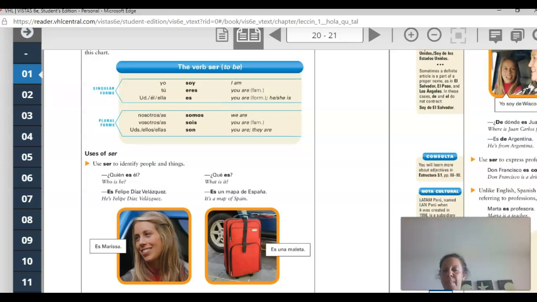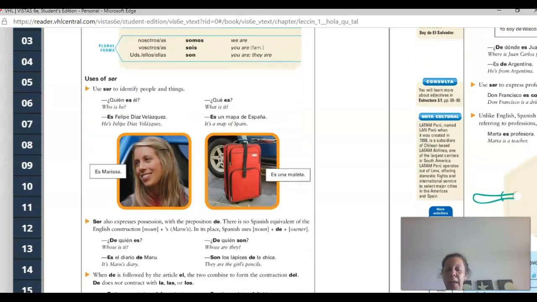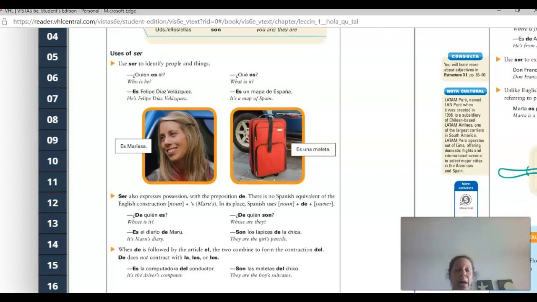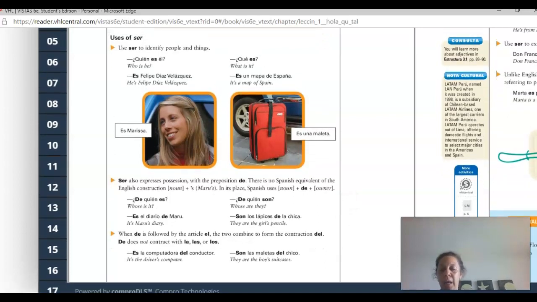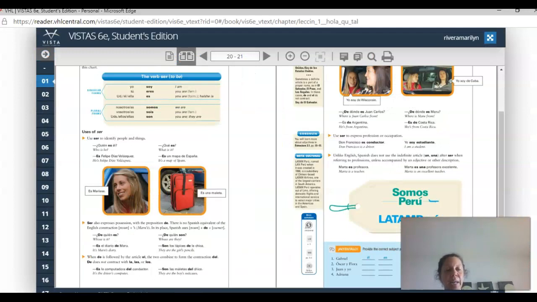A ver. And of course, we can start asking questions like, ¿quién es? Who, ¿verdad? Who is he? ¿Quién es él? ¿Qué es? What is it? ¿Verdad? ¿Quién? ¿Qué? ¿Sí? Bien. Also, we can express possession with the verb ser. ¿De quién es? ¿De quién es? Es de María. Okay? Es de María.